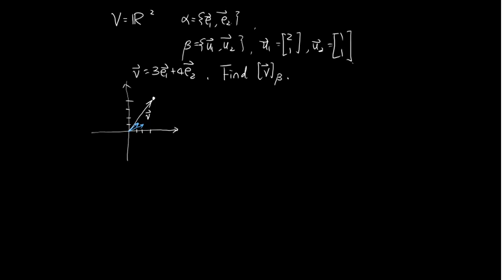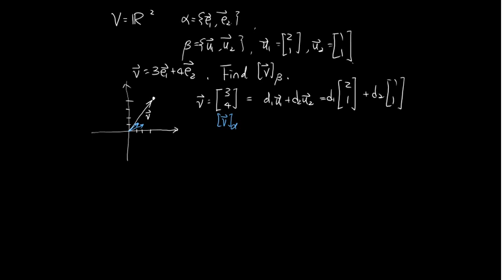So basically, you can try to do some calculation. V is equal to 3E1 plus 4E2, so it's 3, 4. And this is actually the same as V with respect to alpha, right? But what you can do is try to solve for D1 and D2 in D1U1 plus D2U2. Try to solve this equation, and then you can write it out. So by solving 3, 4 equal to D1 times U1 plus D2 times U2, you are able to solve D1 and D2.